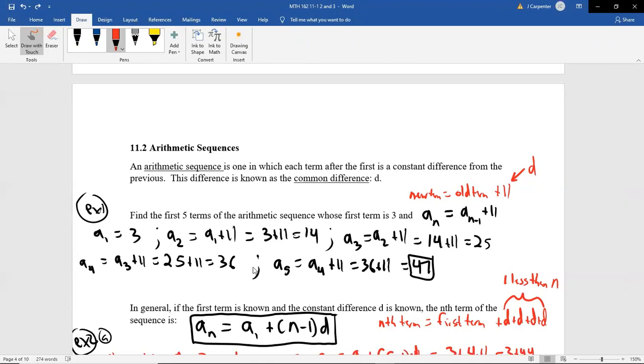So if I don't want the middleman, all I want is the start and the end, this is going to be helpful as long as it's arithmetic. Now, you have to be told it's arithmetic, or they have to establish a pattern that it's arithmetic to use it.